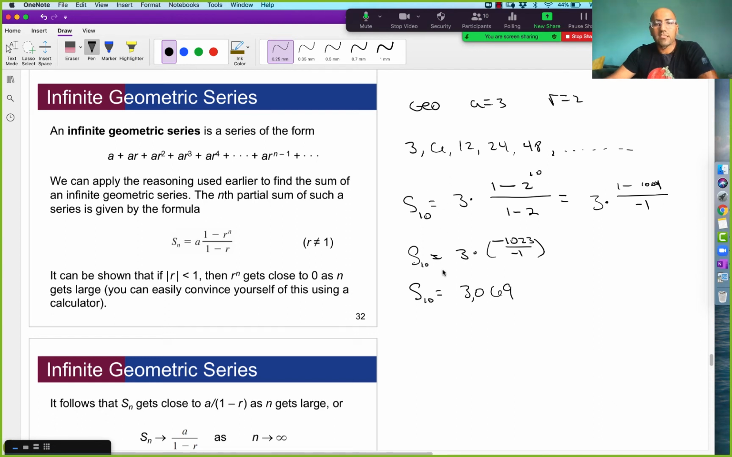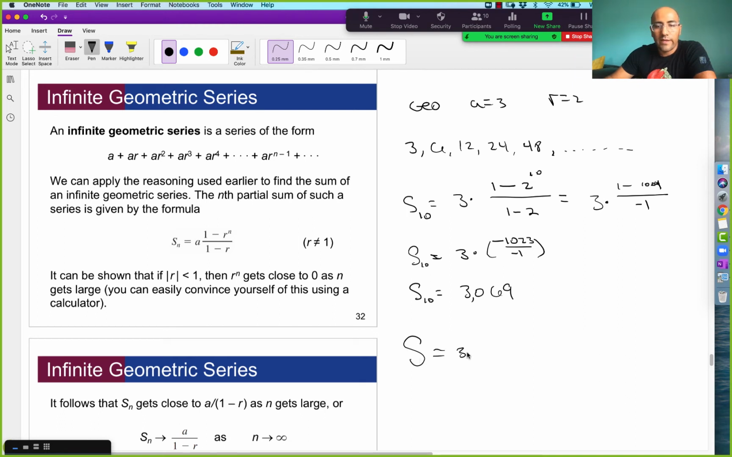And this formula works for any number of terms, right? I can say, let's find the first 119 of them. Add them all up. What is that? Okay, we'll just plug it into this formula and we'll get an answer. But what we're interested in now is what happens if I add all of them. Not the first 10, not the first 119, all of them. The sum of all of them is just S with no little subscript. It's just the sum of all of them.